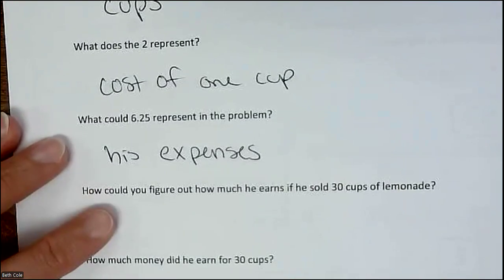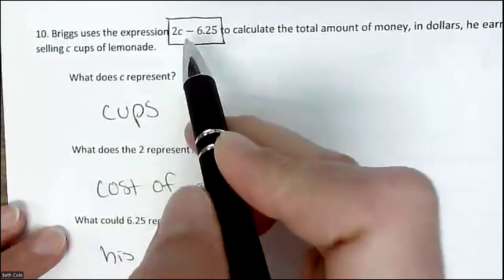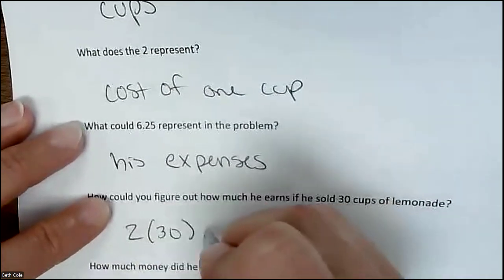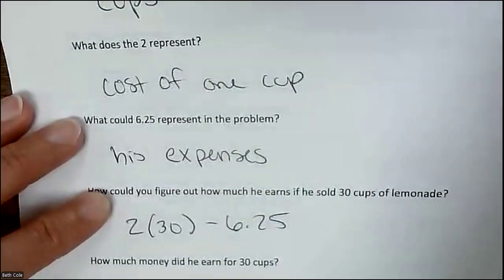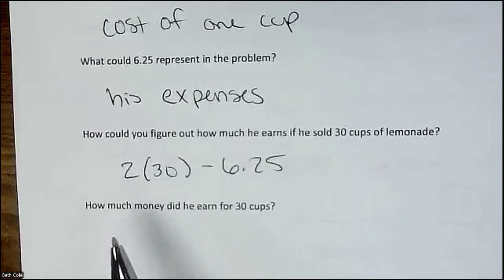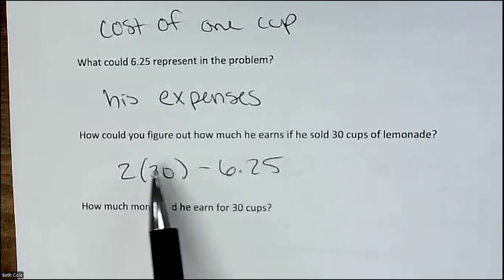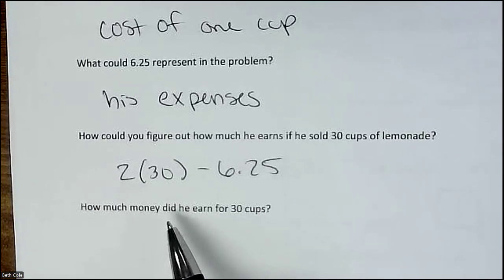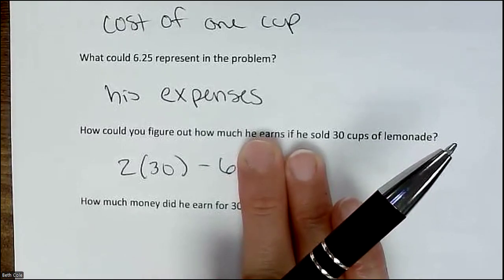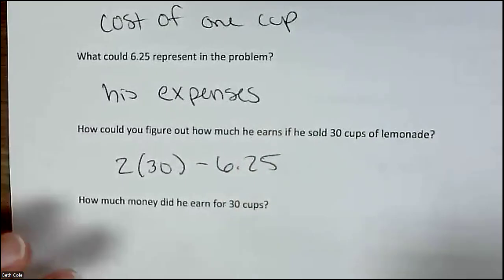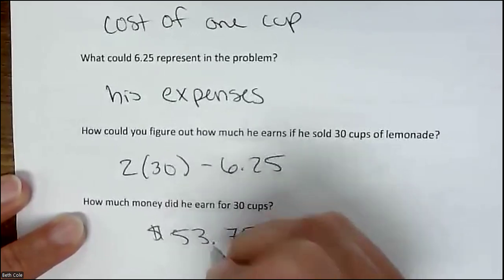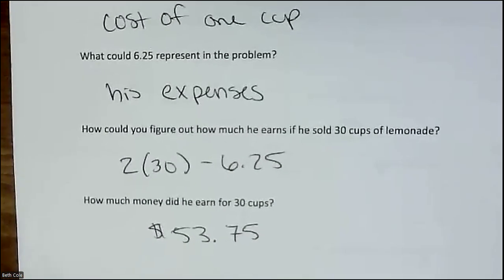How could you figure out how much he earns if he sold 30 cups? Well, you would take 30 and do what with it? Put it for C. So it'd be 2 times 30 minus that 6.25 for his expenses, like his table and making a sign and whatever, I don't know. And then how much did he earn for 30 cups? Let's see if we can do it without a calculator. We'll just try. 2 times 30. 60. Well, here, what's 60 minus 6? It's 54. And then minus 25 more cents. It's 53.75 because you're subtracting it off.